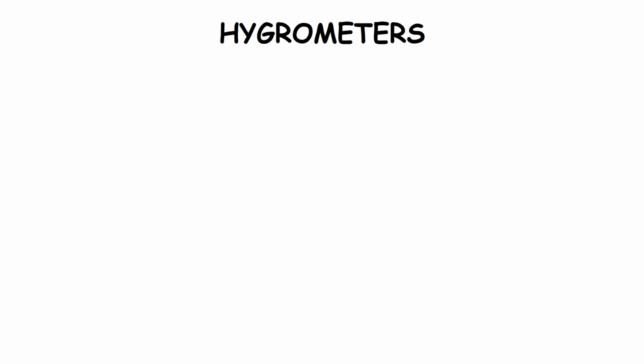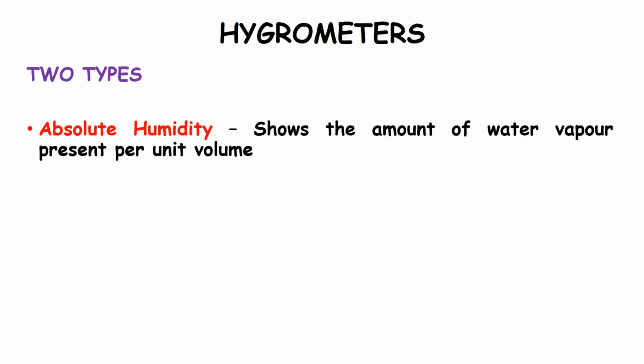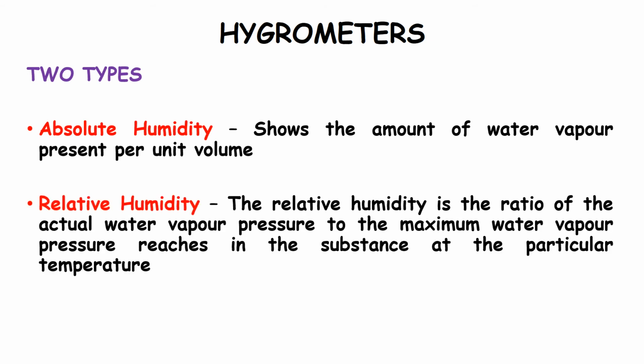Moving on to the hygrometers, we have two types of measurements. The first is absolute humidity, which shows the amount of water vapor present per unit volume. The next is relative humidity. The relative humidity is the ratio of the actual water vapor pressure to the maximum water vapor pressure reached in the substance at a particular temperature.